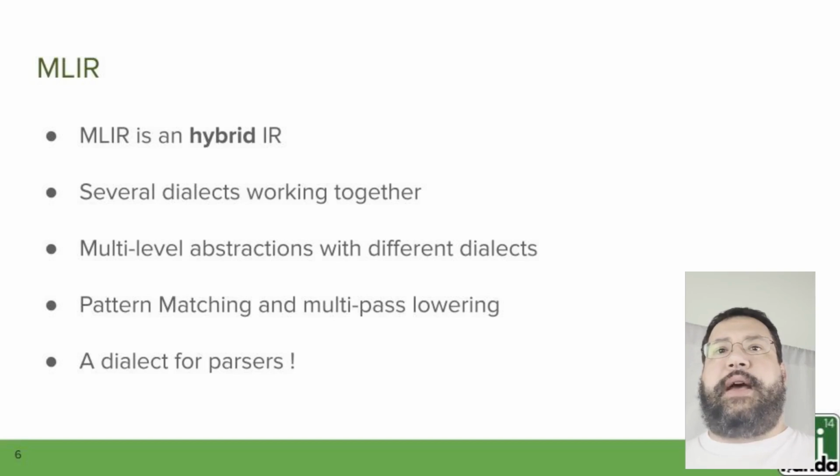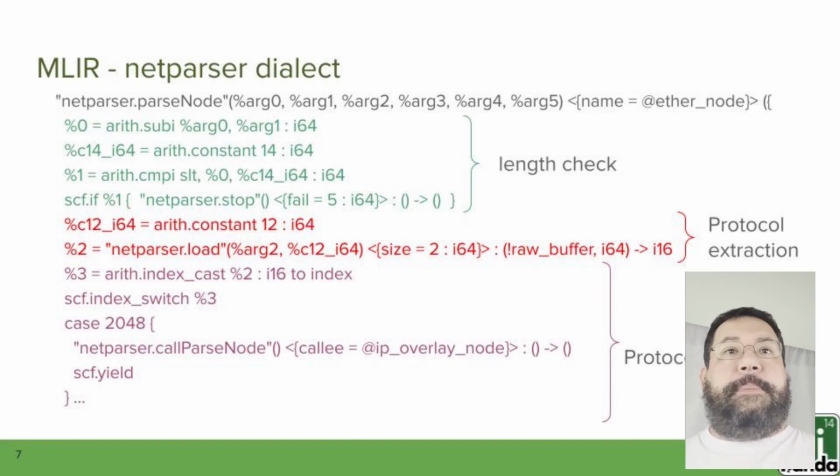With this in mind, Sartano has created an MLIR dialect for parsers, where it's used in its backend compiler. This is a snippet of the MLIR, and as we can see, the first part does a length check for parsing the net headers. It's checking that it can actually access the offset that it needs to determine the next protocol. Then, if it passes, it loads from the packet buffer the right offset, and then it selects the next parser node based on the value.